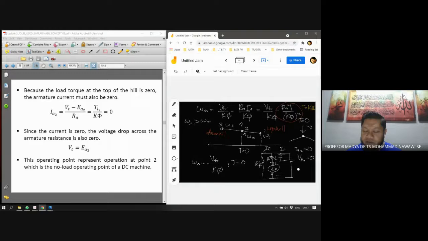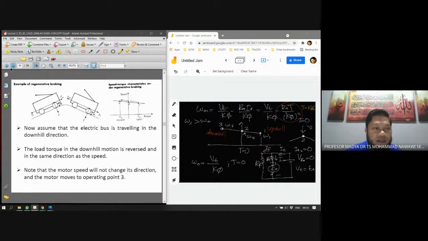And therefore you find out that VT equals EA. Whatever terminal voltage is also seen by the EA. So this is the point we have at the peak of the hill here. This operating point represents operation at point 2, which is the no load operating point of a DC motor. Okay, so I hope you can watch back this video and try to understand.